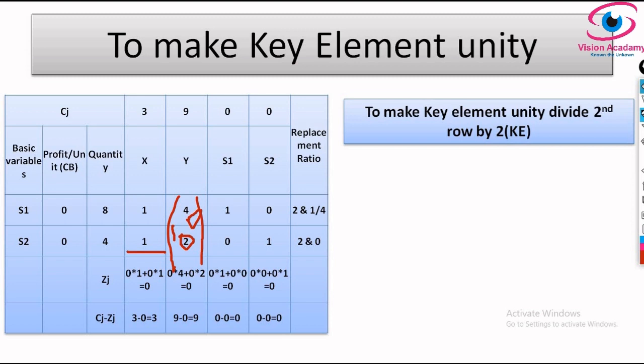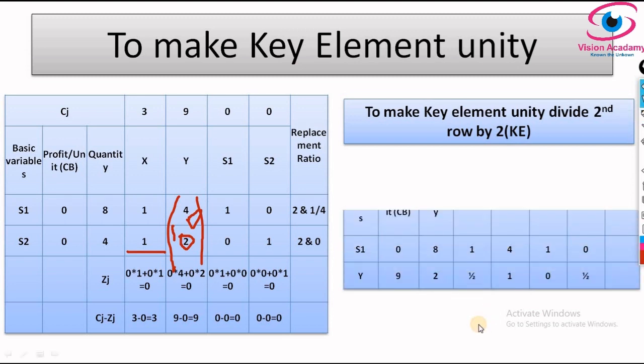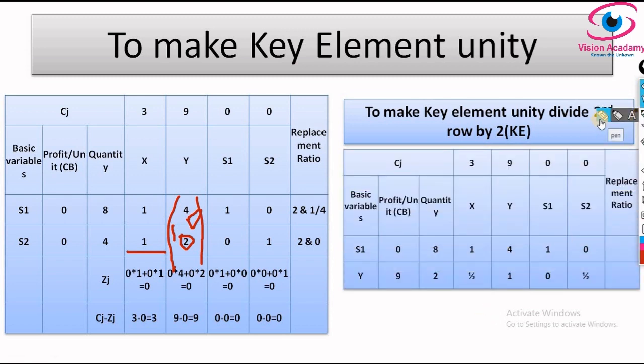Okay, so for that I will consider the second row. Here I have shown you the complete result. To check for the identity matrix, I have considered the first row as it is. The incoming variable I have given treatment. Since instead of s2 the incoming variable is y, the profit unit is 9. Every value I have considered by dividing by the key element.